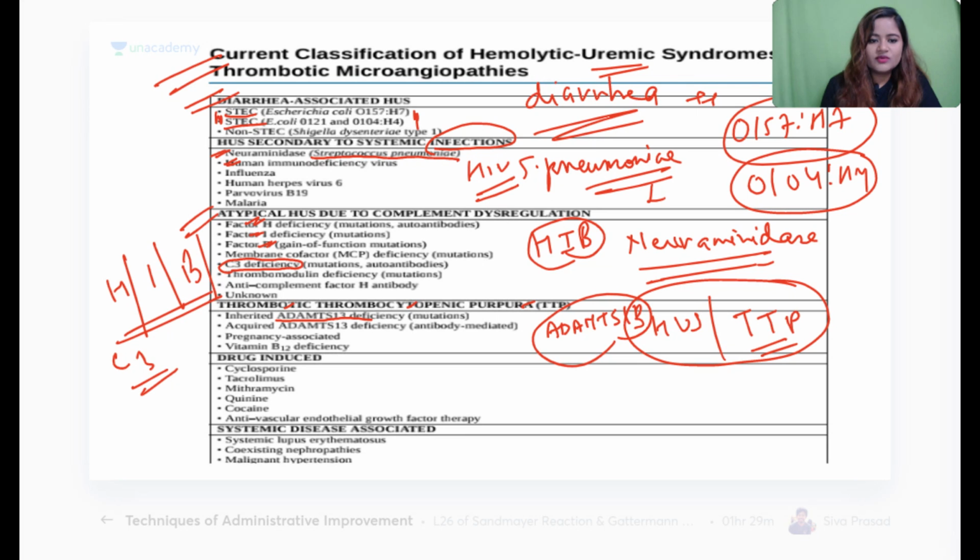Now in TTP basically what happens? Now the problem over here is because of this inheritance pattern, the RBCs get destroyed. जो हमारे protective cells होते हैं, they are attacked and because of the lack of these protective cells, there is damage to all your blood cell lines. So this damage is because this protective factor ADAMTS13 is lacking.